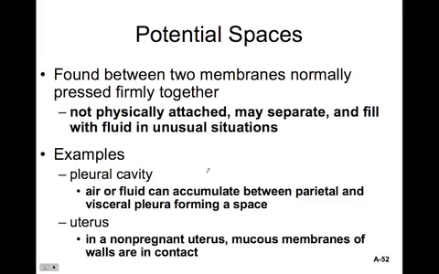Examples of these potential spaces are the pleural cavity. Air or fluid could accumulate between the parietal and visceral pleura. That is, between the membrane that surrounds the lung and the membrane that lines the cavity that the lung is in. And this could form a space. This would be called a pneumothorax. It's not a good situation. The uterus is another great example of potential space. In the non-pregnant uterus, the mucous membranes of the walls are actually in contact. However, when a baby begins to grow and implant inside the uterus, that potential space opens up.